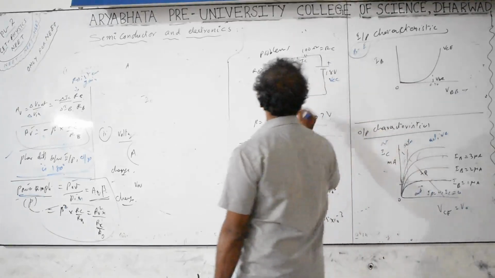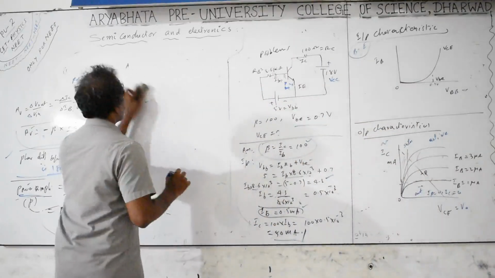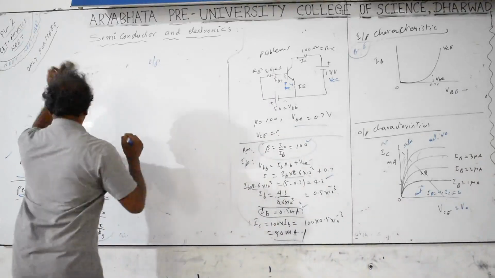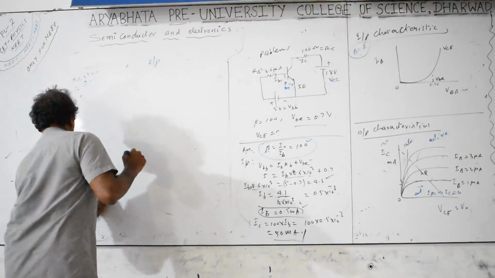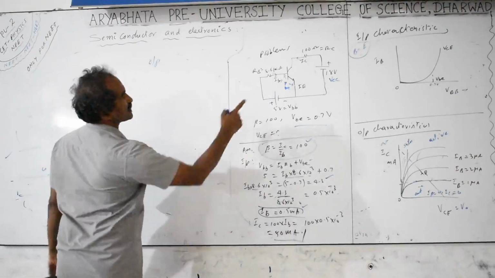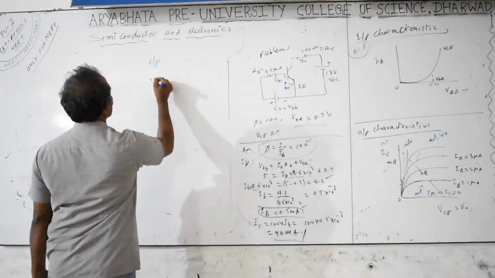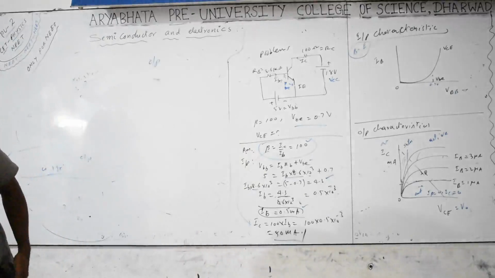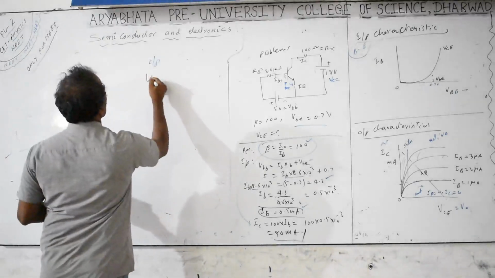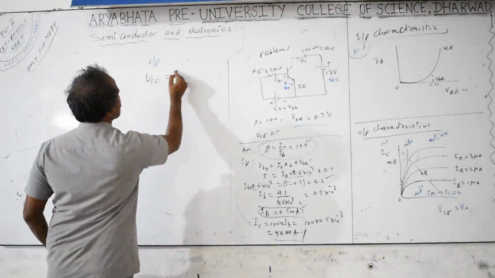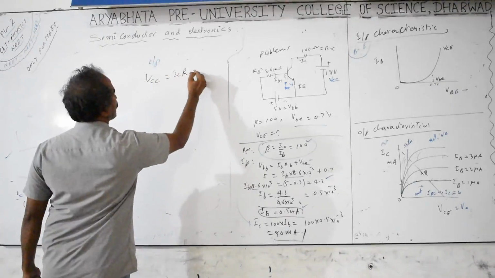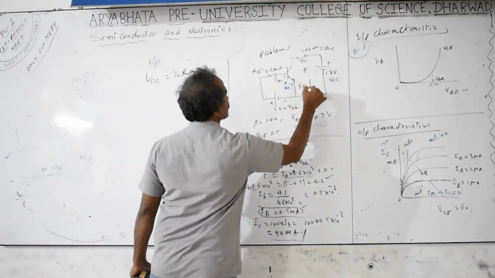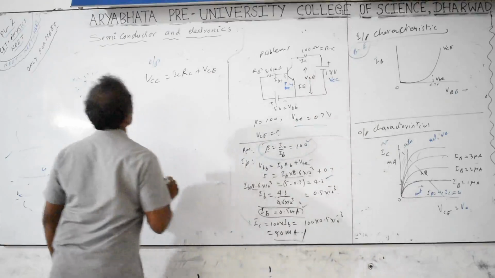But we are asked to find VCE. Then apply Kirchhoff's loop theorem for the output circuit. This was for the input circuit. Next is the output portion. In the output circuit, VCC equals IC RC plus VCE. You are asked to find VCE. From here to here is VCE, that is the output voltage.